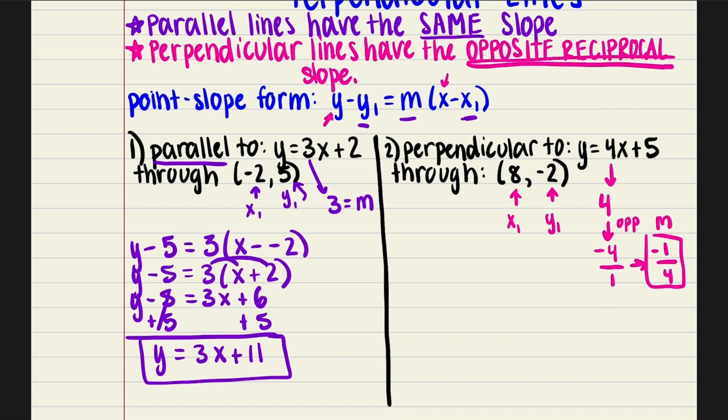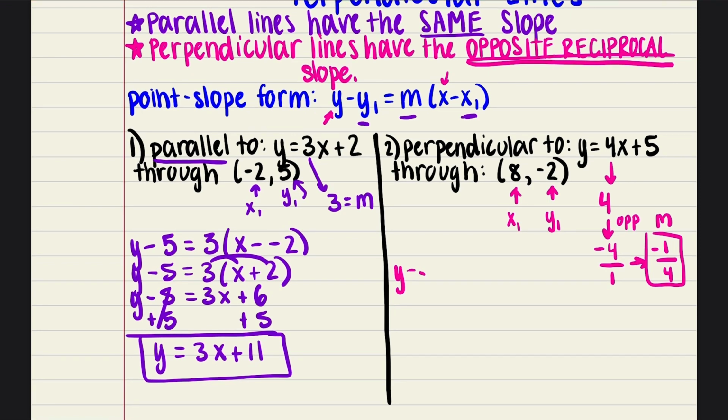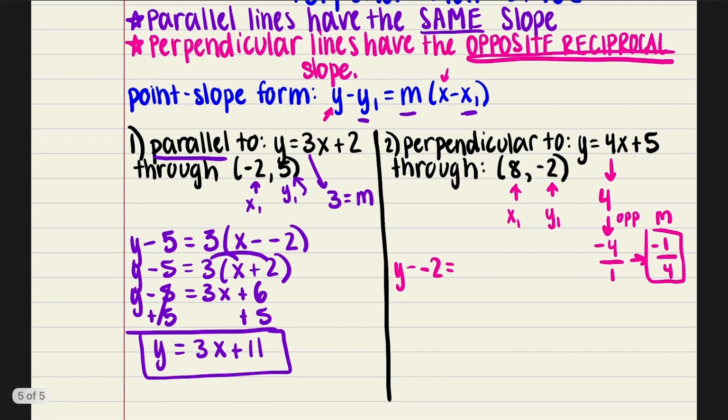So let's go ahead and plug that into our point slope form. So I have y minus my y, which is -2, equals my m, which is -1/4, times x minus my x1, which is 8. I see these two negatives here, so I'm going to make them into a positive.